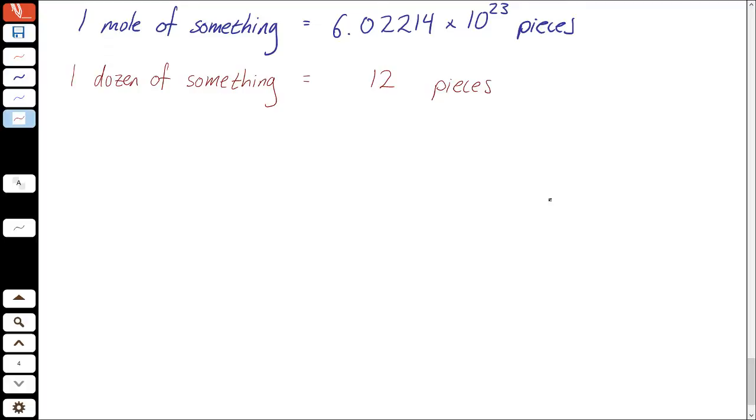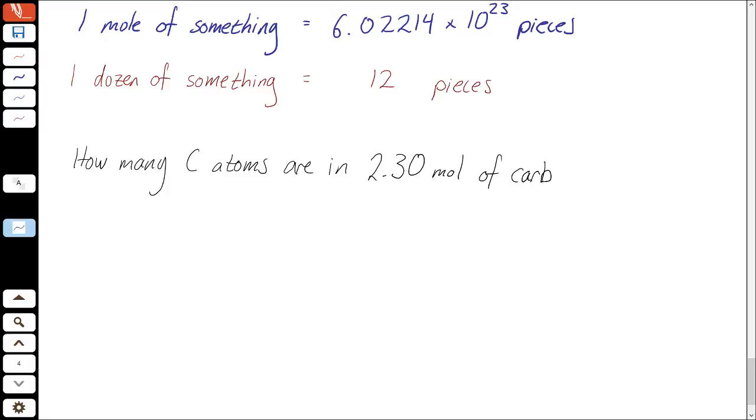So we could say, how many carbon atoms are in 2.30 moles of carbon? Okay. So 2.30 moles of carbon, that's like a batch of carbon. 2.3 batches of carbon, 2.3 moles of carbon. But how many individual atoms are in there?